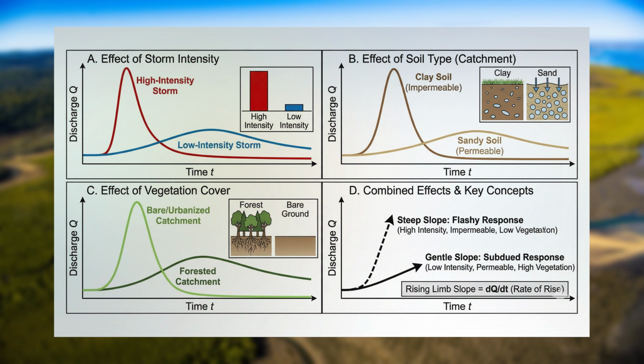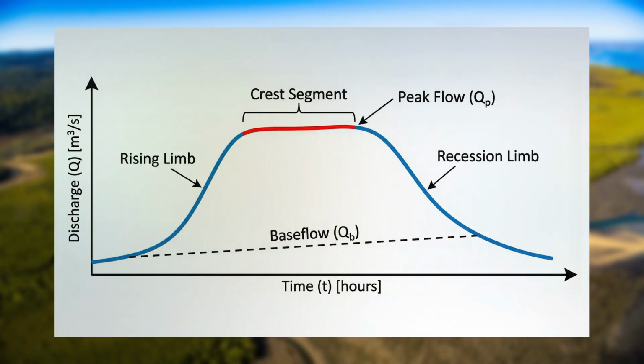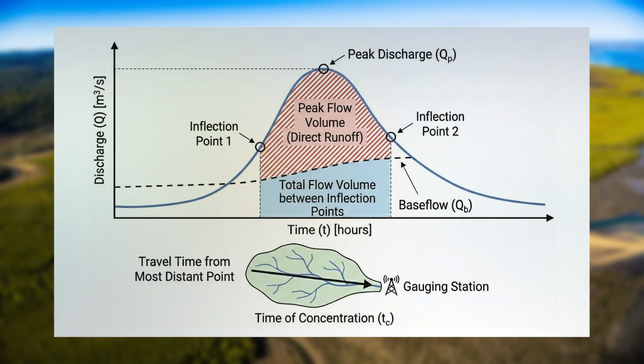catchment characteristics. Peak flow is the highest discharge marked on the y-axis. It stays for some time depending on the nature of rainfall and watershed characteristics. The section of the hydrograph with highest flow is called the crest segment. Peak discharge occurs only when runoff from the most distant parts of the watershed reaches the gauging station. The volume of water between the two inflection points represents the peak flow.